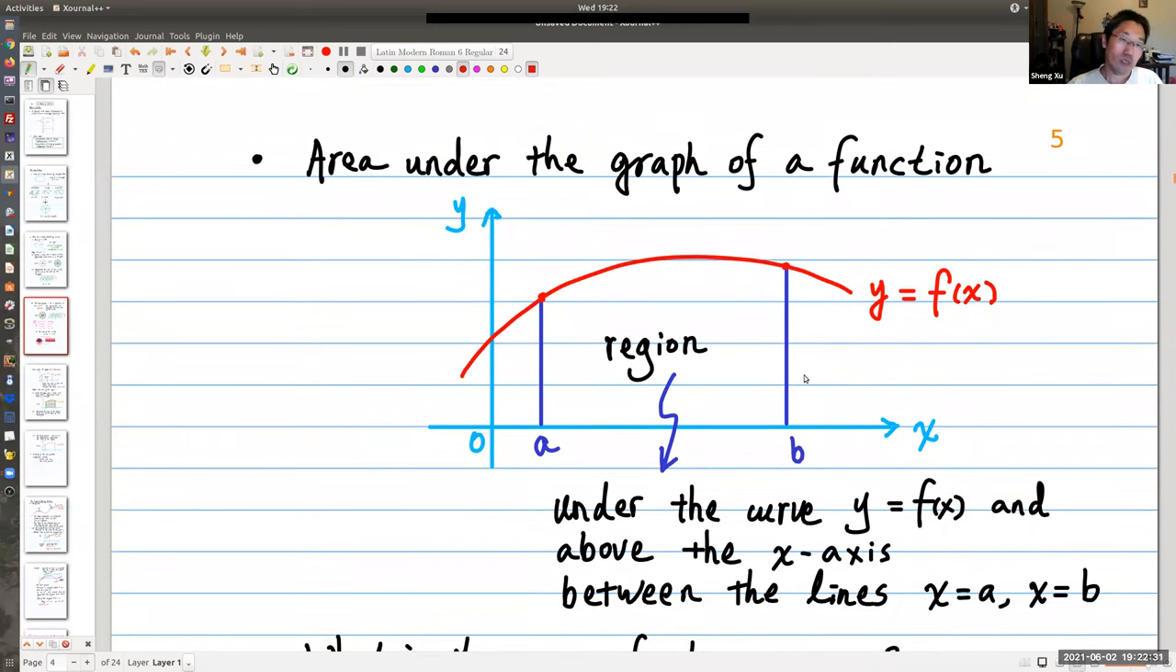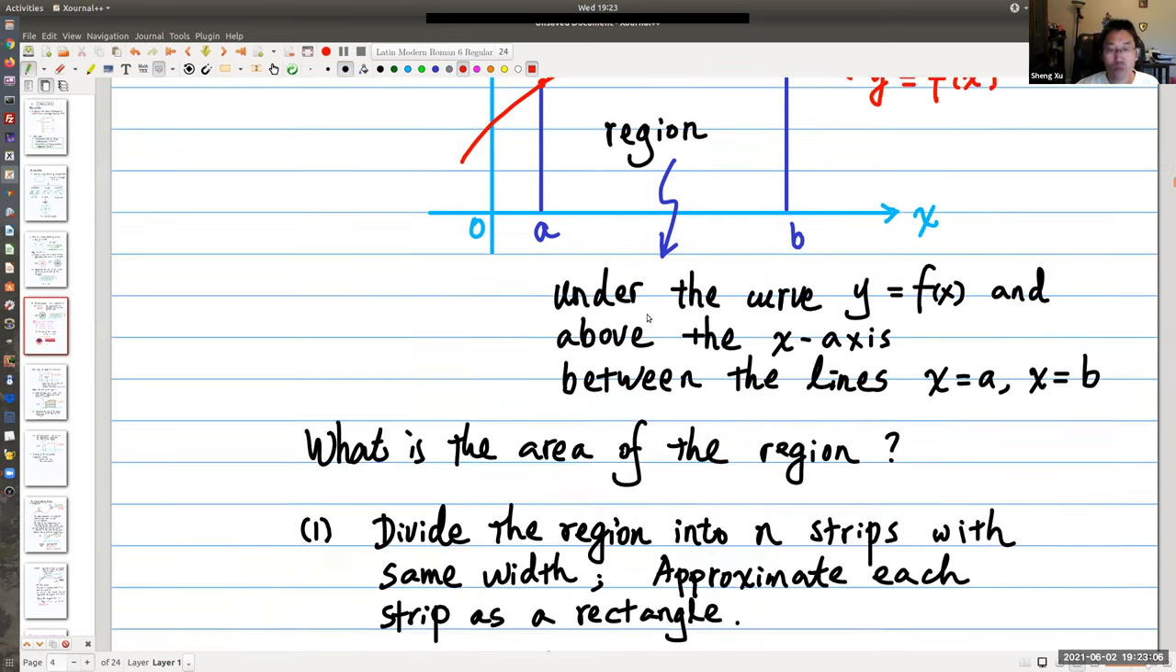Now, how about the area under the graph of a function? We can apply that ancient idea to figure this out, okay? Say this red curve is the graph of a function y equals f of x. I want to find the area under this curve and above the x-axis between x equals a and x equals b. That's the region here, okay? So what's the area of this region? How to do so?